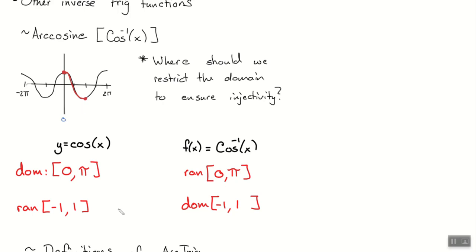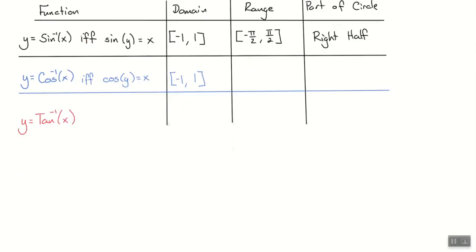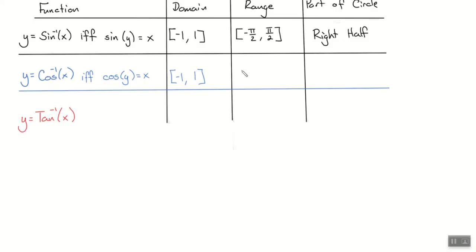Pi. And we had it written here, and I'm aware of that. I just want to make sure we can see it again. So the domain of the cosine was 0 to pi, then the range of its inverse is 0 to pi. Okay, what part of the circle are we working on?